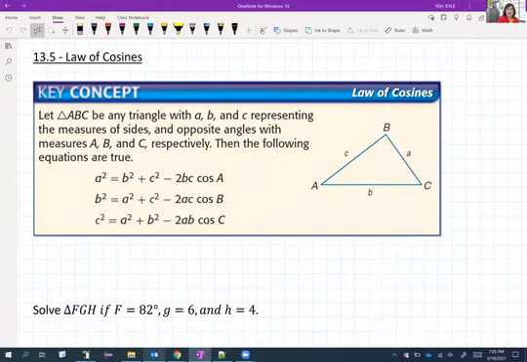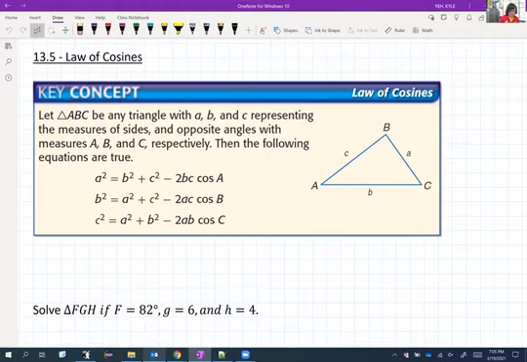Welcome back, guys. In the last video, we looked at 13.4, Law of Sines. We're following that up today with 13.5, Law of Cosines. And so Law of Cosines is another tool we have to solve for missing sides, missing angles in a triangle.